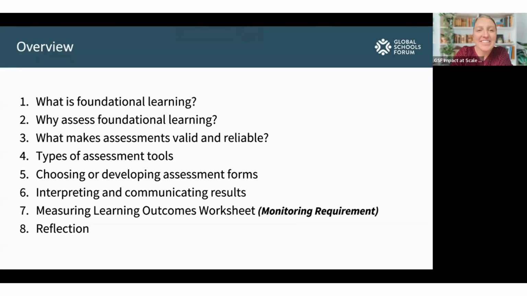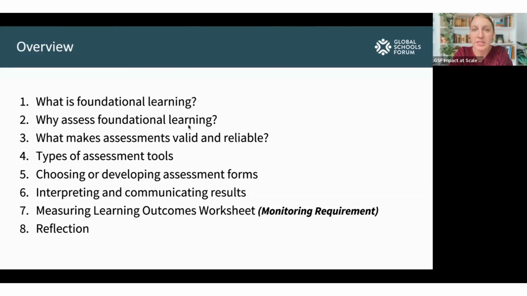Okay, so thank you again so much for being here. Today we are going to be talking about measuring learning outcomes. Because this lab is focused on foundational literacy and numeracy, we know that this is a really core part of all of your work. And so we wanted to create some space to share a little bit about the monitoring requirements for the lab, as well as to create space for you to ask questions and learn from each other's experience in this area.